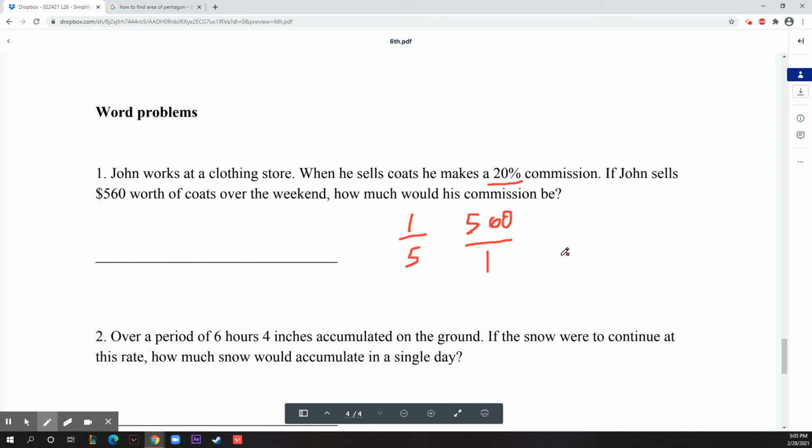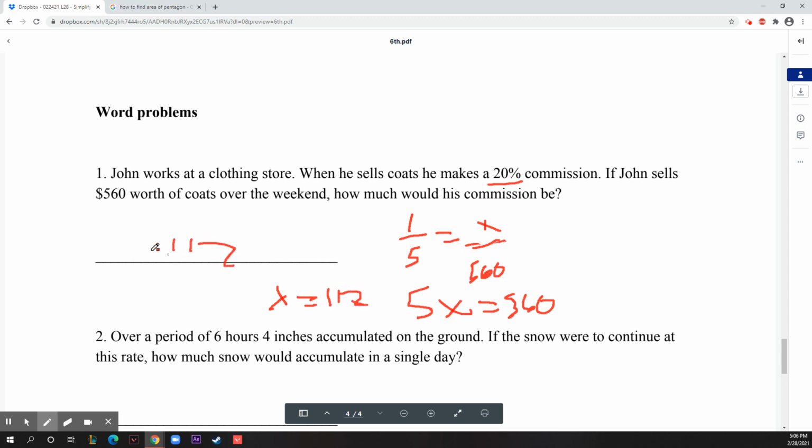So then you just need to find out what 20%, or 1/5, of 560 is. Okay, this isn't right. It's the other way around. It's 1/5 over 560, because this is supposed to be 20/100. So you're trying to find what 20/100 is to x/560. And so 5x is equal to 560. Then you just divide by 5 and 5, and so you get x is equal to 112. So the answer is $112.